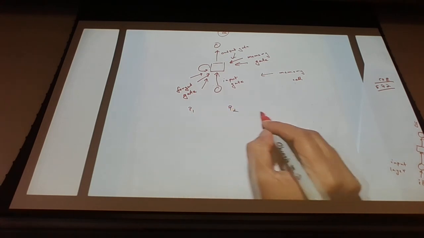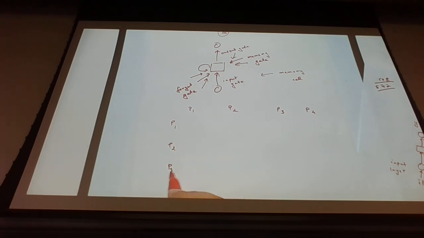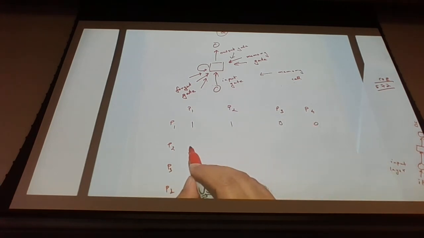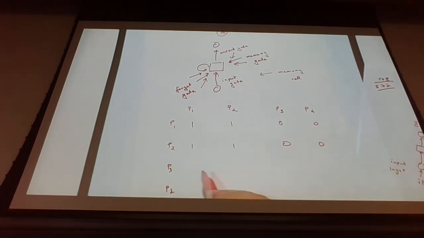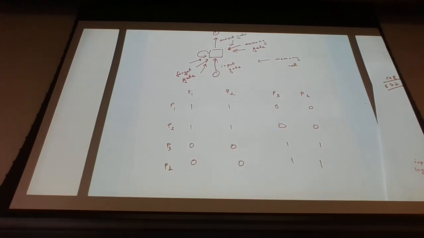So if you have P1, P2, P3, P4 along rows and columns, then P1 has 1, 1, 0, 0, then P2 has 1, 1, 0, 0, then P3 has 0, 0, 1, 1, and P4 has 0, 0, 1, 1. This will be your ideal similarity matrix. Right? And then you calculate the correlation between this and the matrix that is given. This is a little bit trickier than the other ones that we have seen, but still very simple.